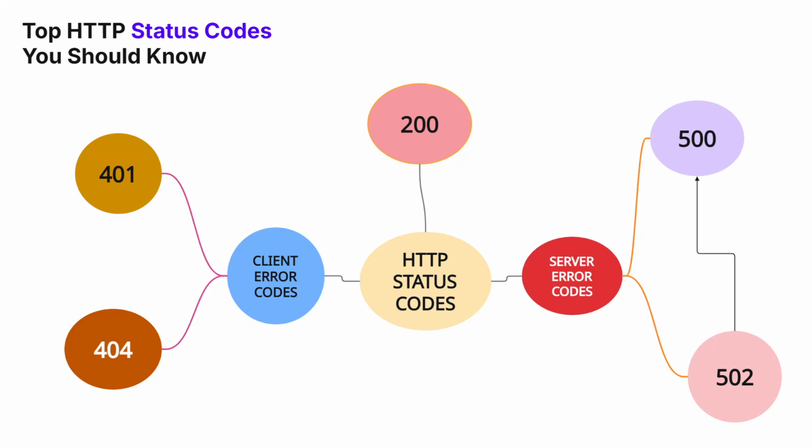Welcome, automation enthusiasts. Understanding status codes is essential for API testing, automation testing, and penetration testing. When your program sends a request to an API, the server answers with a status code. In this video, you will learn the most common HTTP status codes like 200, 201, 403, 404, 500, and 502, and see real examples of how they work. So let's get started.